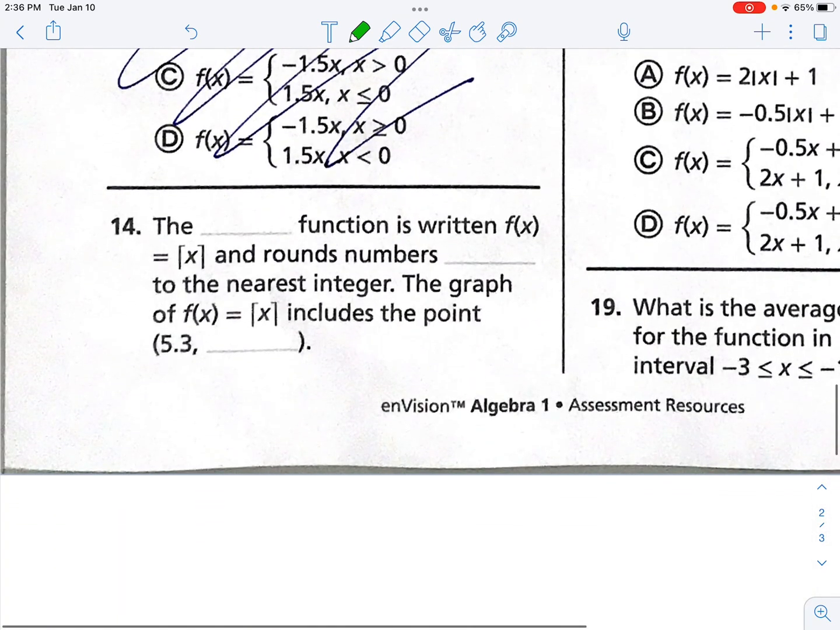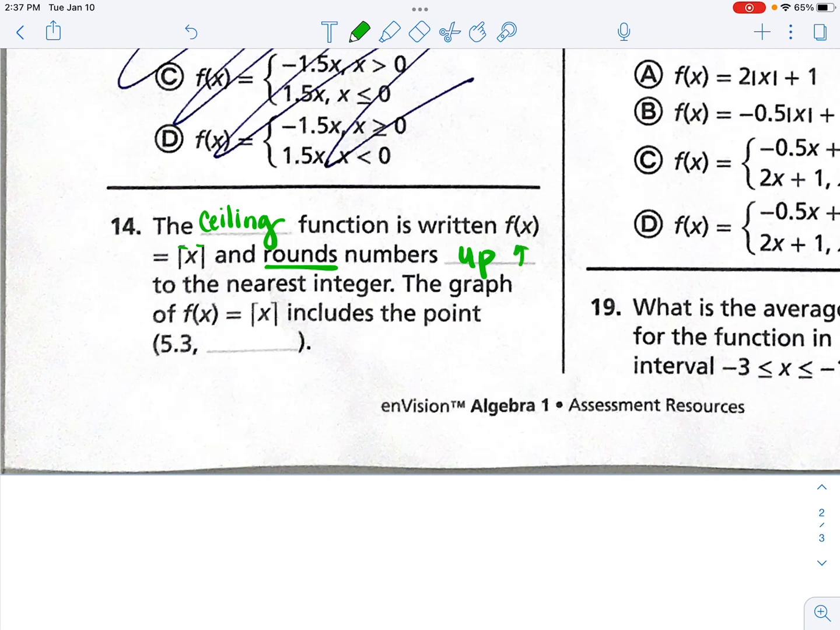All right, number 14. What kind of function is written? So this f of x equals, and notice how it's got the little brackets on the top. Okay, that of course would be the ceiling function, right? Remember, the floor function has the little brackets on the bottom, and it rounds. I hate the fact that it says rounds, but it moves the numbers up to the nearest integer, okay, right? Because it's a ceiling, we know that it goes up.